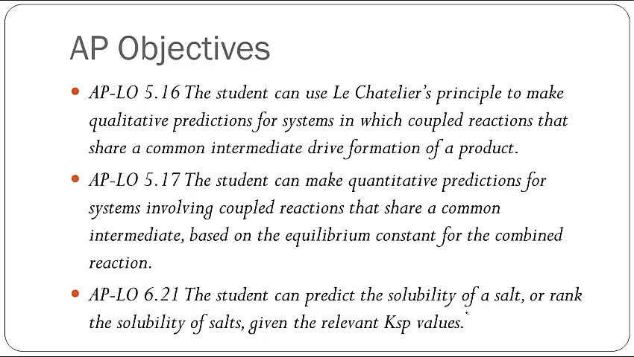The next one, 5.17. The student can make quantitative predictions for systems involving coupled reactions that share a common intermediate based on the equilibrium constant for the combined reaction. All right, thank you very much, Johanna. So that is like when you couple the reactions and have the 2 K values. Like the ones we're doing at the end, where you have to multiply the K values together to get your overall K for the coupled reaction.